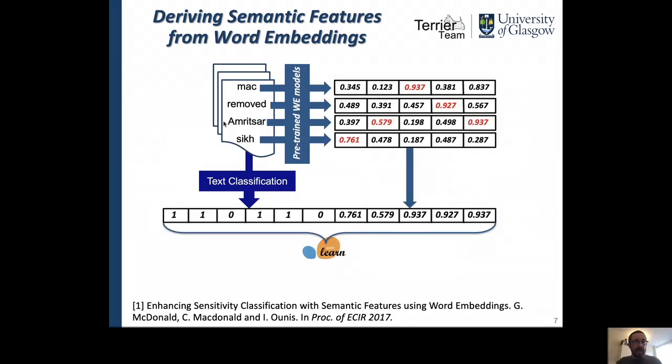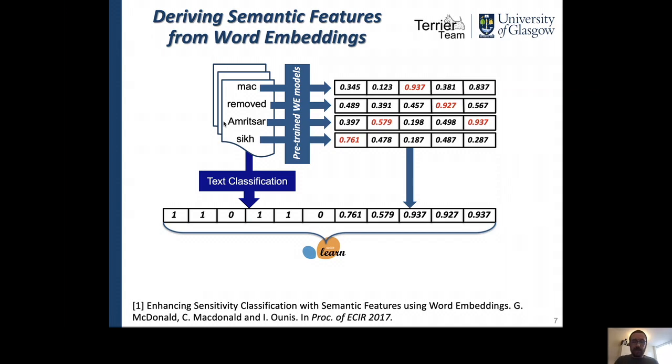We create a representation of the document based on the terms in the document from their word embedding spaces. And when we did it, we concatenated it with a text classification approach, which is basically a distribution of the terms, the frequency of the terms that are in the collection.